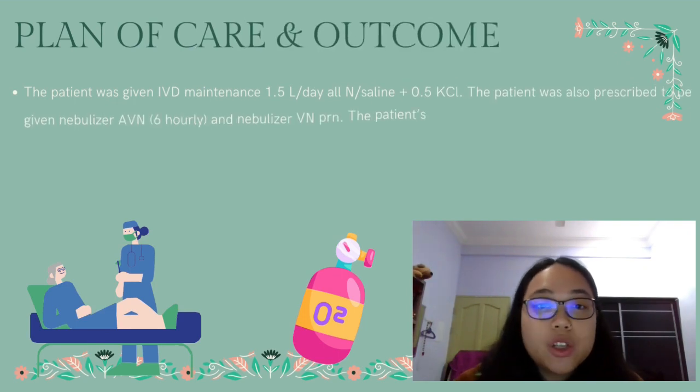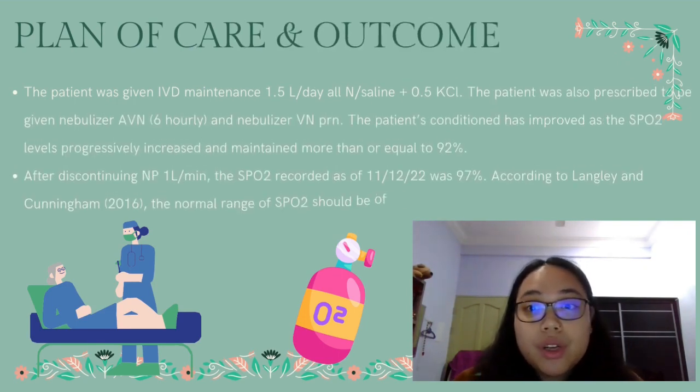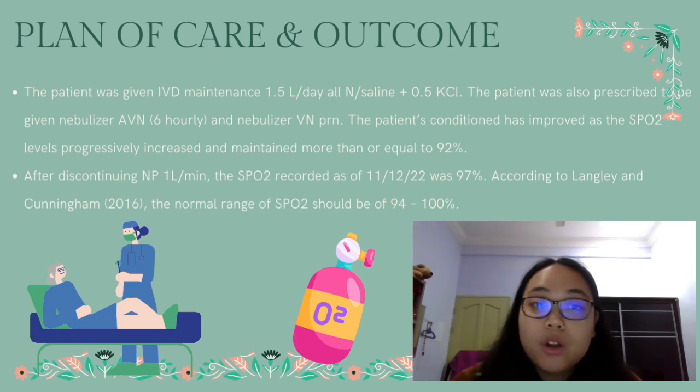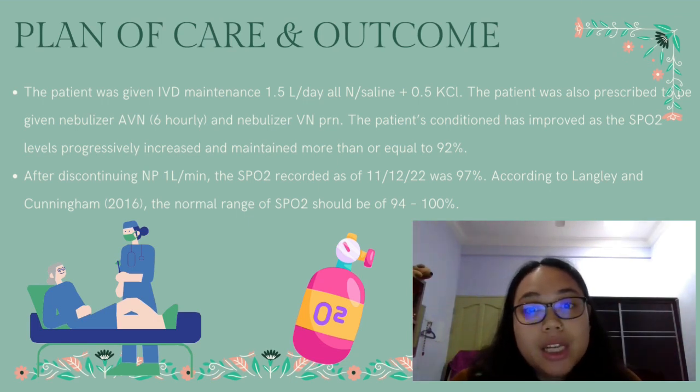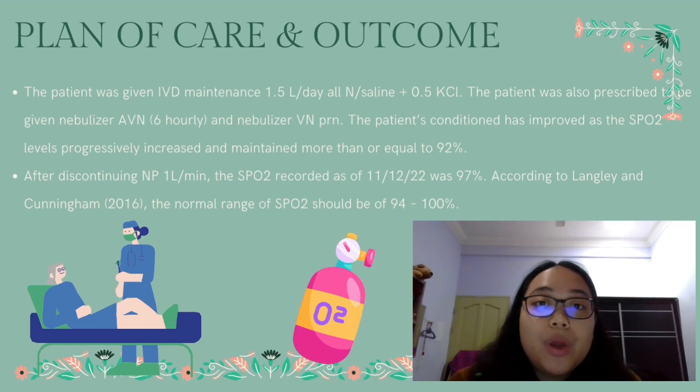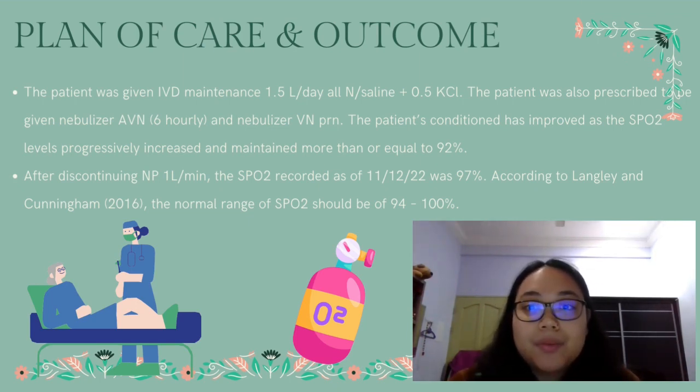Next, throughout the patient's hospitalization in the ward, the patient was also given IVD maintenance 1.5 liter per day, all normal saline plus 0.5 KCl. The patient was also prescribed nebulizer AVN 6 hourly and nebulizer VN when needed. The patient's condition has improved as the SpO2 levels progressively increased and maintained at more than or equal to 92%. After discontinuing nasal prong 1 liter per minute, the SpO2 recorded as of 11th of December 2022 was 97%. According to Langley and Cunningham in 2016, the normal range of SpO2 should be 94 to 100%.